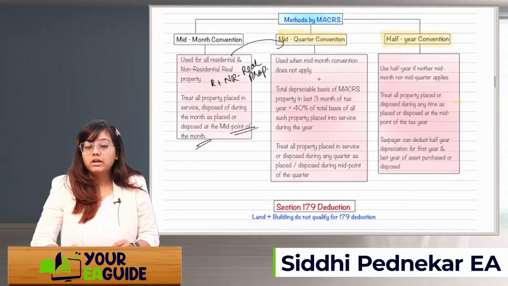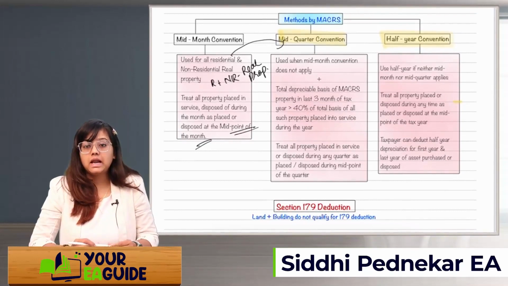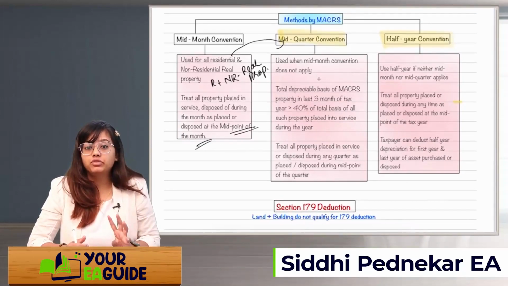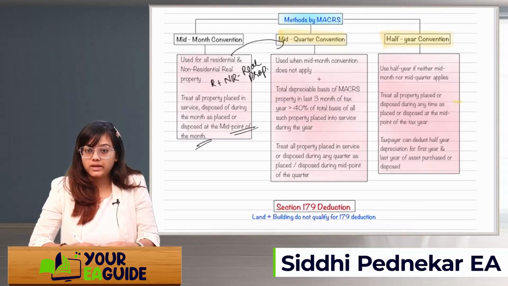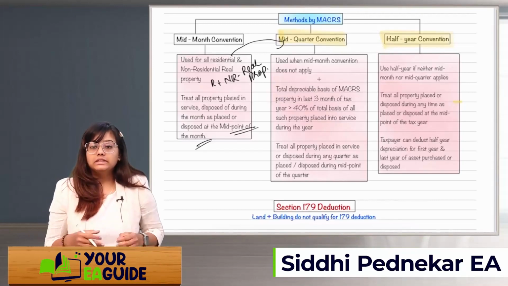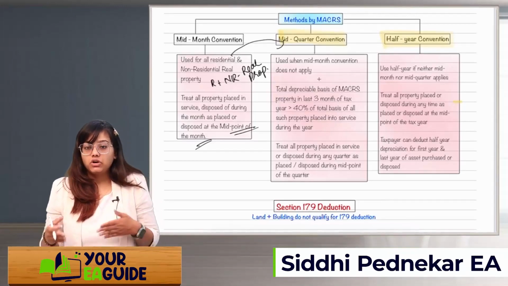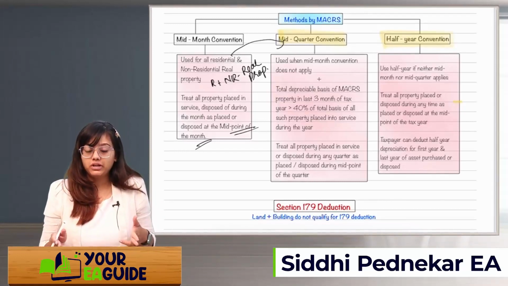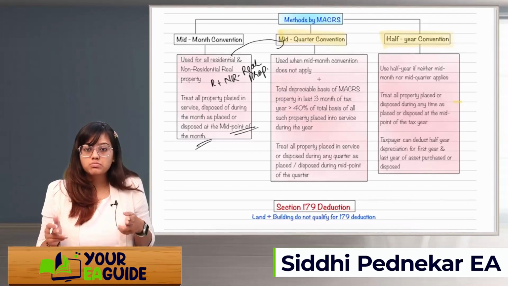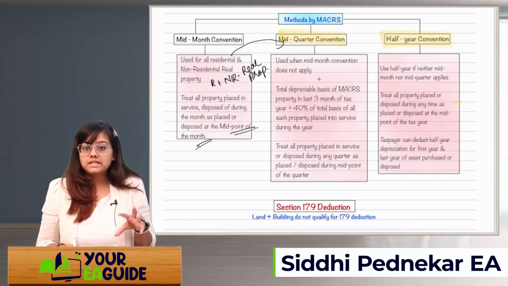Along with that, if the total depreciable basis of MACRS property placed in service in the last 3 months of the tax year is more than 40% of the total basis of such property, right? For example, if you have purchased the asset in the month of say July, you will just see whatever are the last 3 months: October, November, December. In these 3 months, take the depreciation total. If that depreciation is more than 40% of the total basis of each property placed in service during the year.